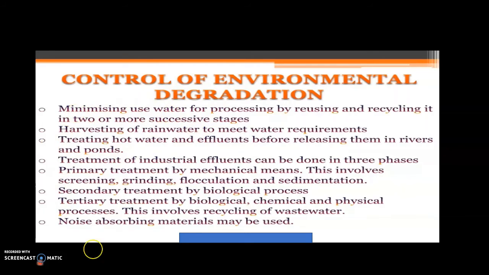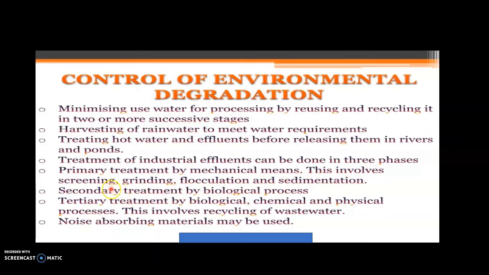Minimizing use of water for processing by recycling and reusing it into two or more successive stages. Second one, harvesting of rainwater to meet water requirements. Third one, treating hot water and effluents before releasing them in rivers and ponds. Then next, treatment of industrial effluents can be done in three phases. Which are they? Primary treatment by mechanical means.